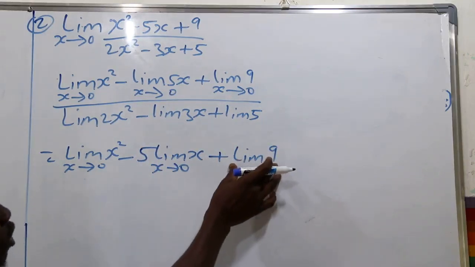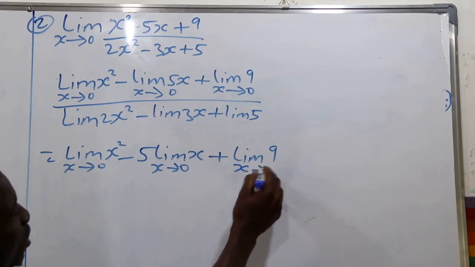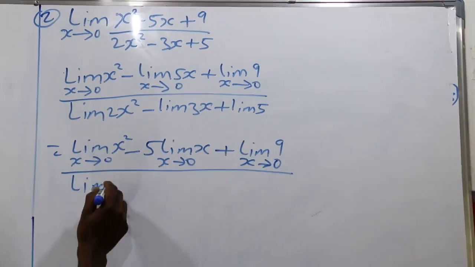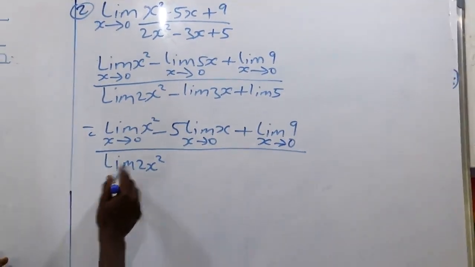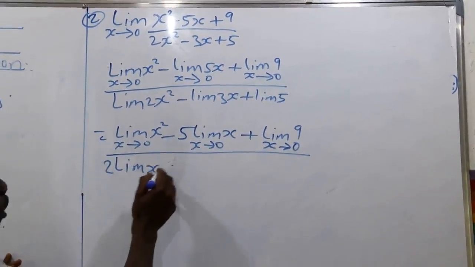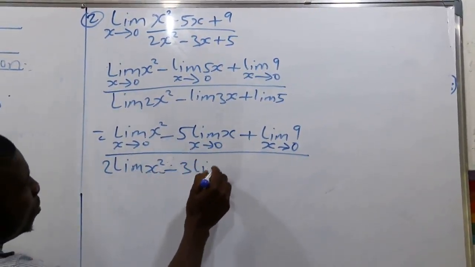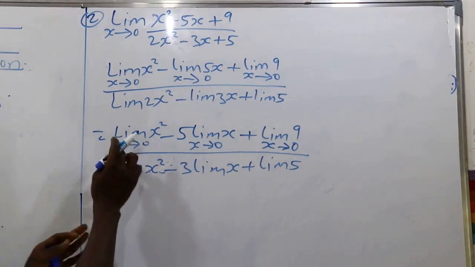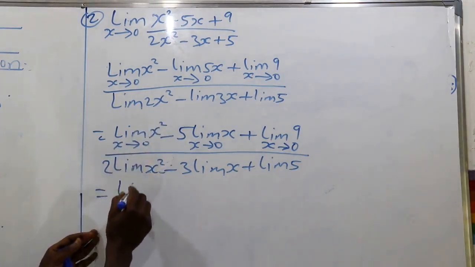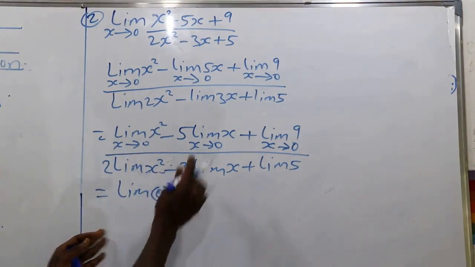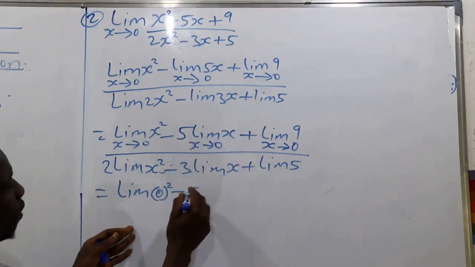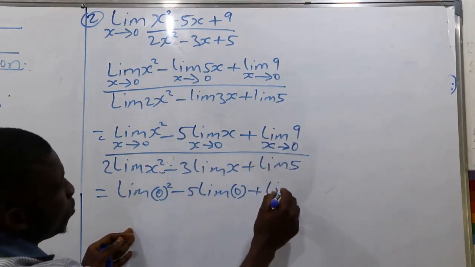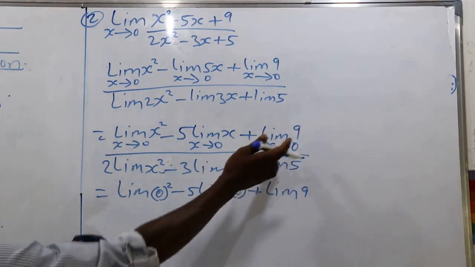This one equals, by the first property, when our x tends to 0, now divided by lim 2x squared, 2 lim x squared minus 3 lim x plus lim 5. Now this will give us, when our x tends to 0, lim 0 goes to 2. Also when our x tends to 0 here, it will give us minus 5 lim 0 plus lim 9, because there's no x here.